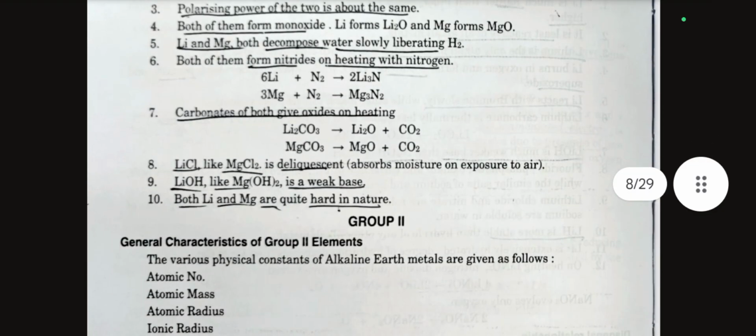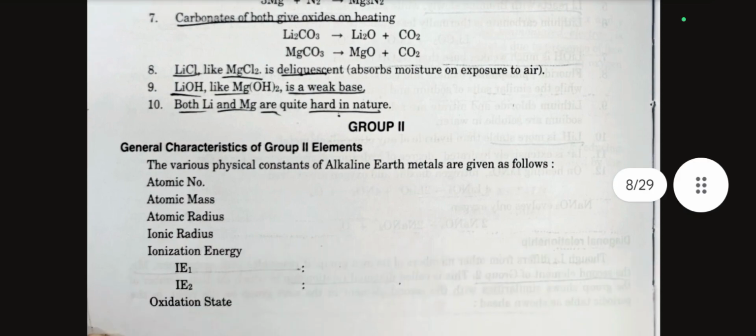LiCl and MgCl2 are deliquescent; they absorb moisture on exposure to air. LiOH, like Mg(OH)2, is a weak base. Now we will discuss Group 2. General characteristics of Group 2 elements.